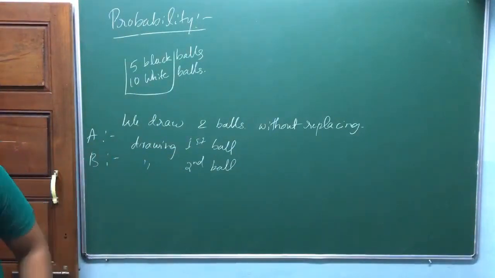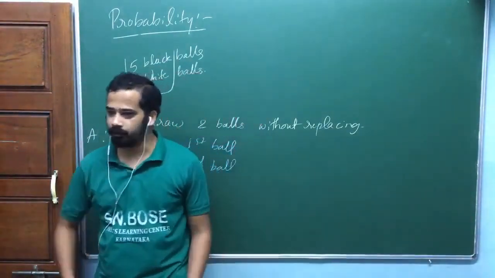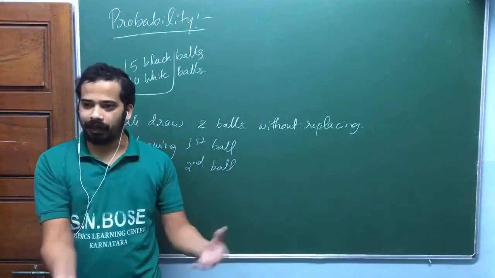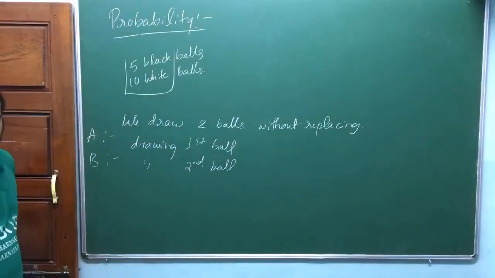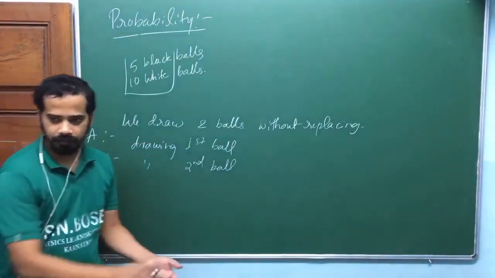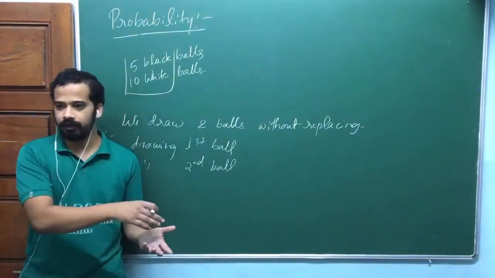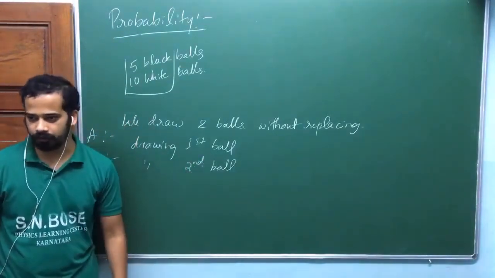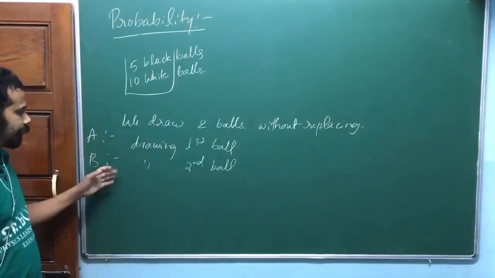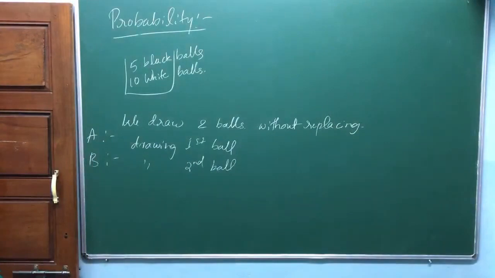Sir, without replacing? Again, later they ask questions about replacing. You draw 1 ball, you replace it, you reshuffle, and you draw another ball. Just like for cards, you draw 1 card, you see that one, you replace it, you reshuffle, and you draw another. Without replacing means one after the other. Totally you have drawn 2 balls. Now the question is, find the probability that the first ball is white and the second ball is black.